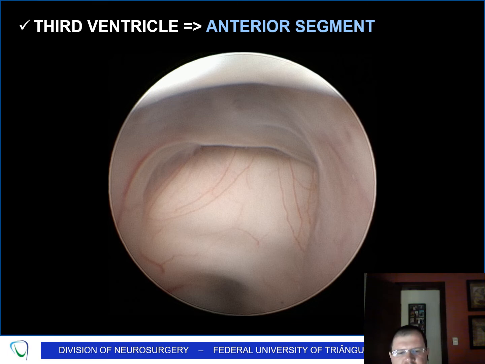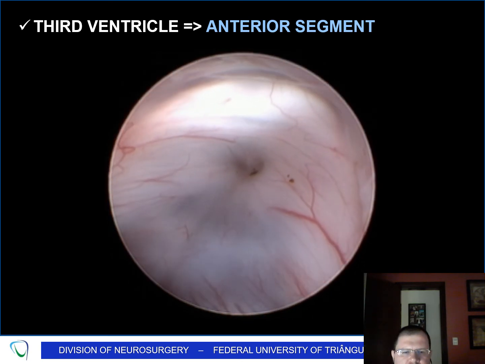In this more panoramic view, we can see here the infundibular recess, optic chiasm here. Laterally, we can see the hypothalamus here, and here the anterior structure is the lamina terminalis, and this panoramic view allows us to see this white structure is the anterior commissure.